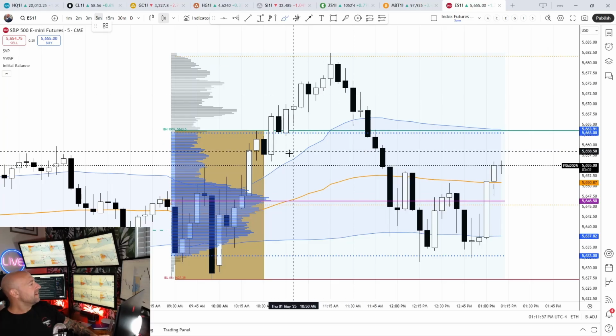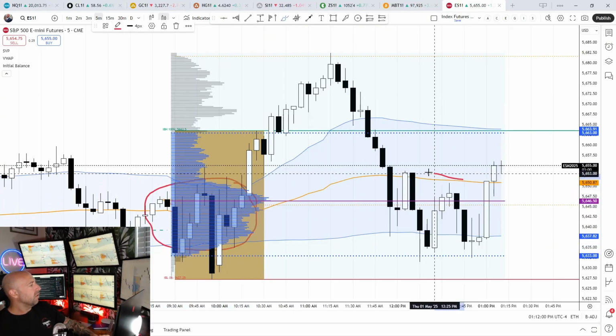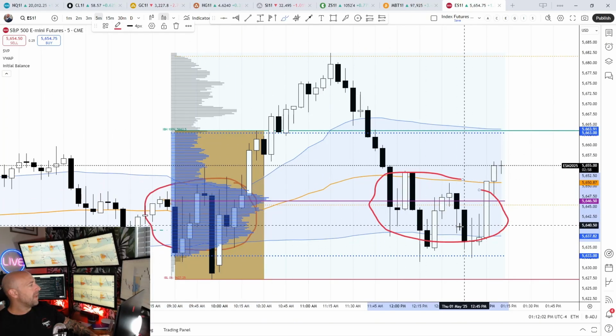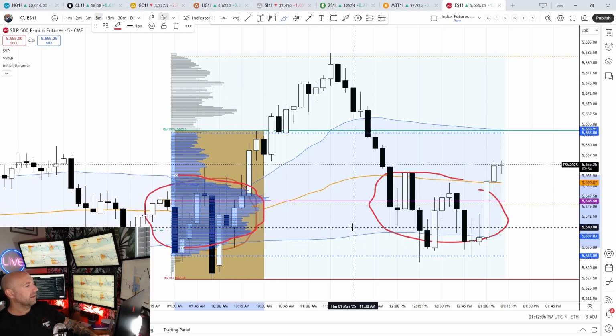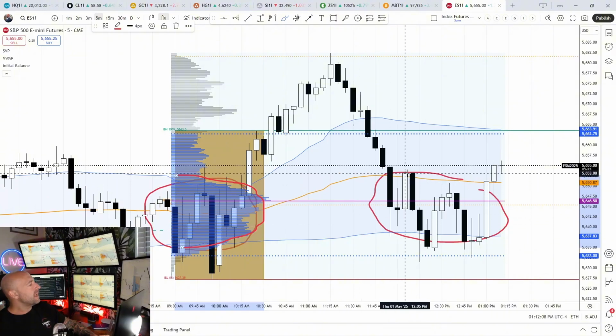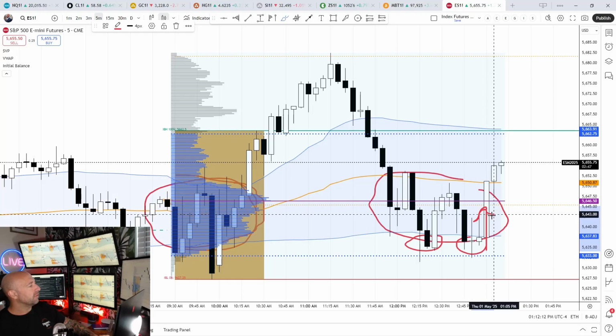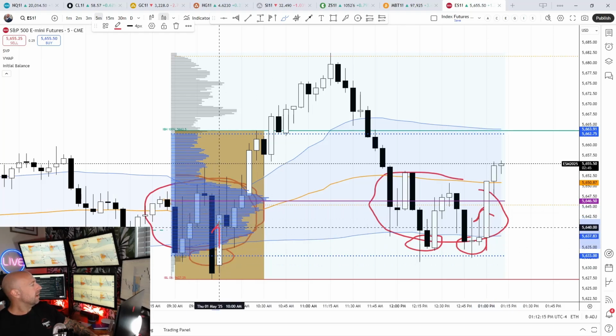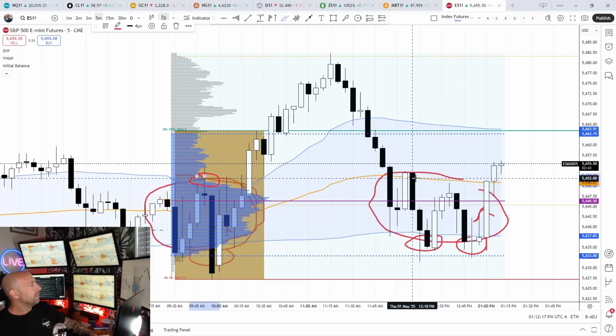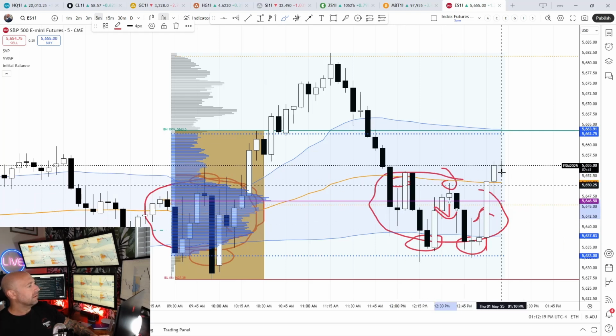If we're inside value, like we are here or here, both on the VWAP bands, we're inside initial balance, and this big distribution here, I'm looking to fade the extremes. The extremes to the point of control, from here upwards, or from the top down.